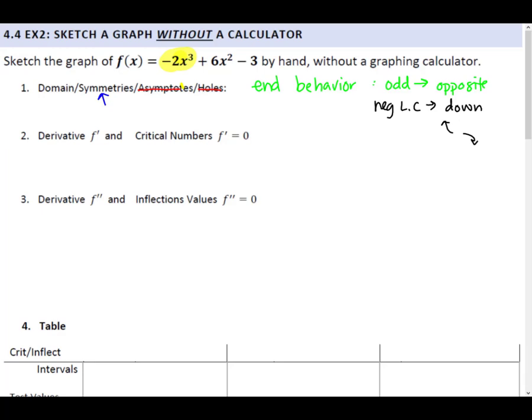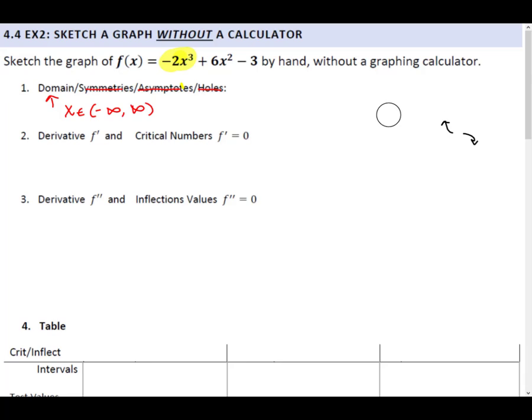That will give us a little bit of information when we think about graphing it, considering that end behavior. All right, and if we come over here and think about the domain, there's no symmetry, no asymptotes, no holes. It's a polynomial function, so the domain, my x values, is all real numbers. And again, my end behavior is some information. We know it's going to be opposite ends, falling as we travel across the page.